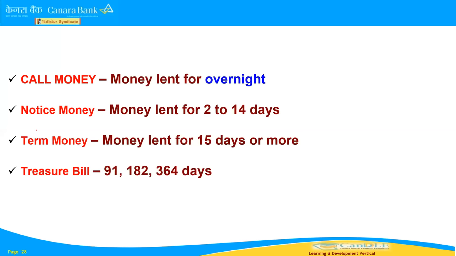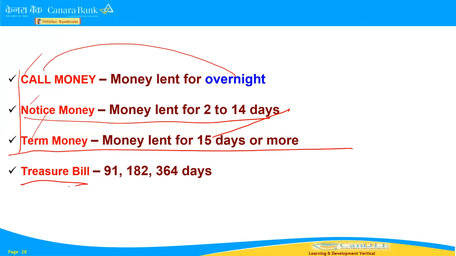Remember CNT: call money, notice money, term money. Call money means only overnight. Notice money means 2 to 14 days. Term money is 15 days or more. Treasury bills will be issued in tenors of 91, 182 and 364 days. Double all: 91 into 2 is 182, 182 into 2 is 364. This is how treasury bills will be issued.